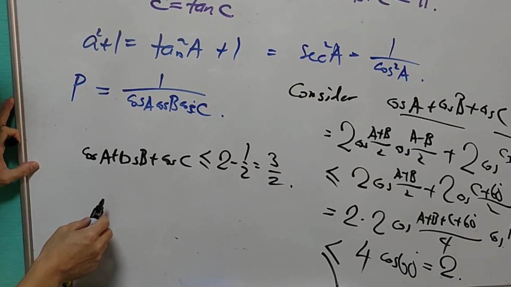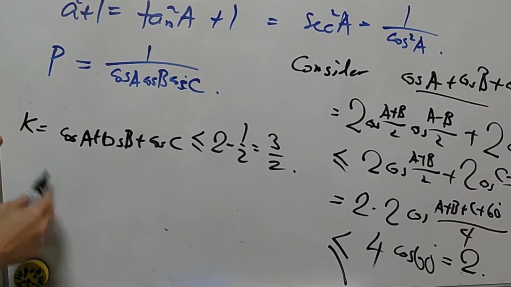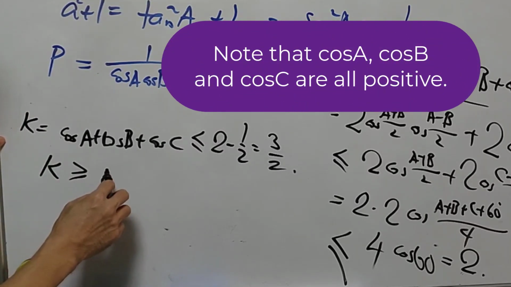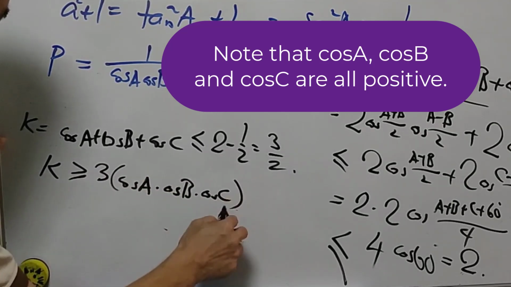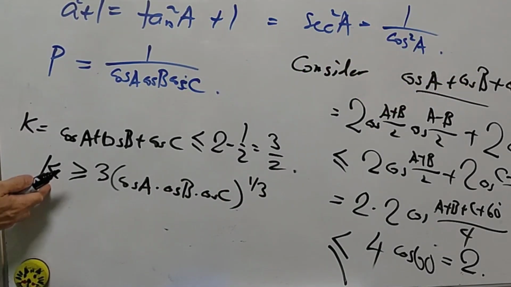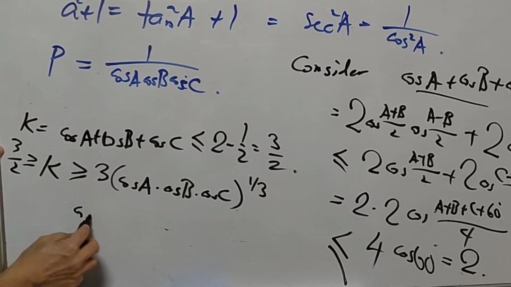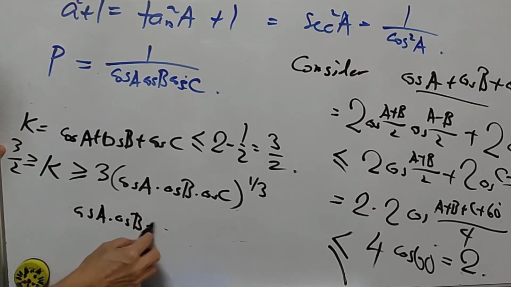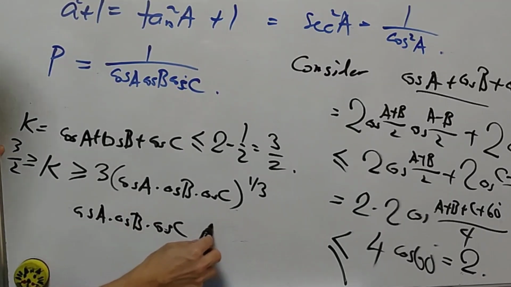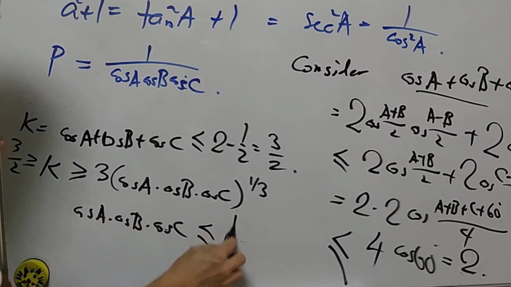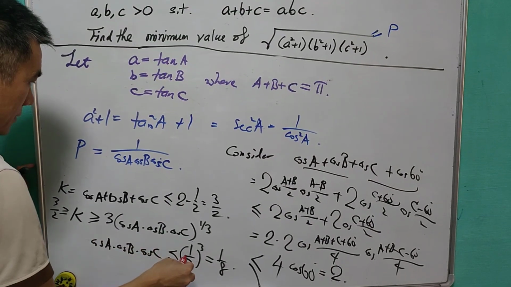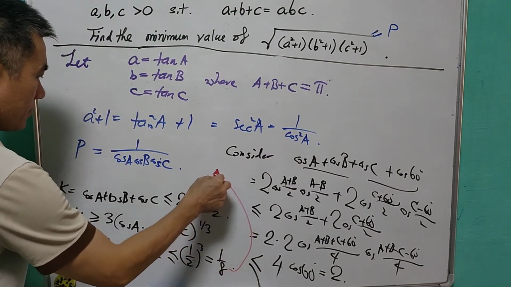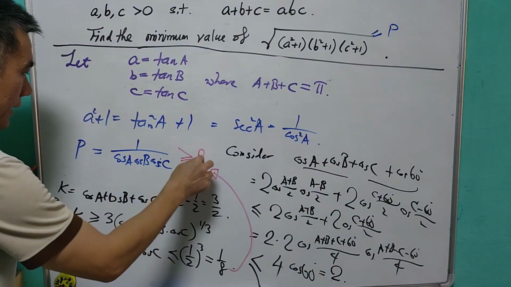On the other hand, call this K. We also know that K will be greater than or equal to 3 times (cosine A cosine B cosine C) to the power of 1 over 3. And K is less than or equal to 3 over 2. So it means that cosine A cosine B cosine C will be less than or equal to 1 over 2 to the power of 3, that is 1 over 8. So with this, it will mean that this P will be greater than or equal to 8.